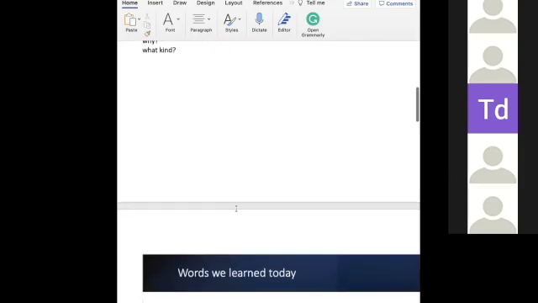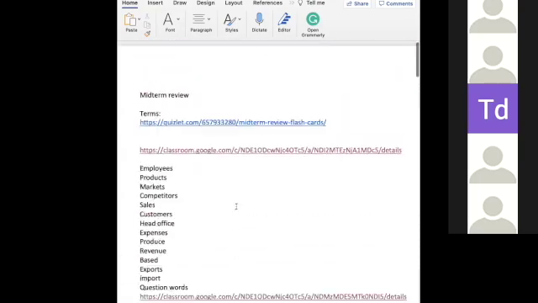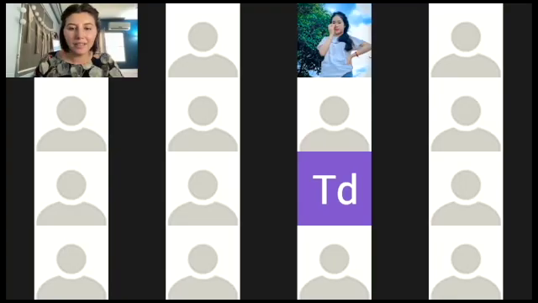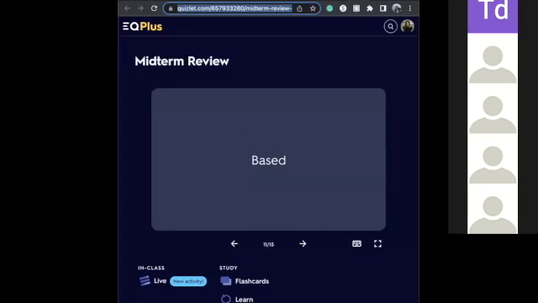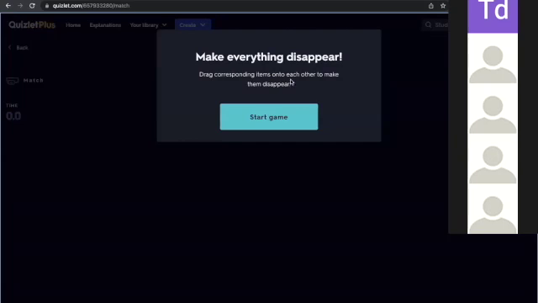What I'd like for us to do now is for everyone in my class to go to Quizlet. I'm going to send this Quizlet link into your group message. What I want you to do is to go to Quizlet and play this game. I'll show you on my computer. Play the matching game. Drag the items onto each other to make them disappear.